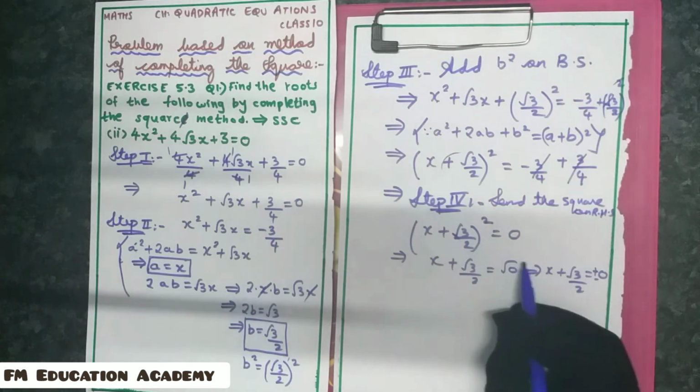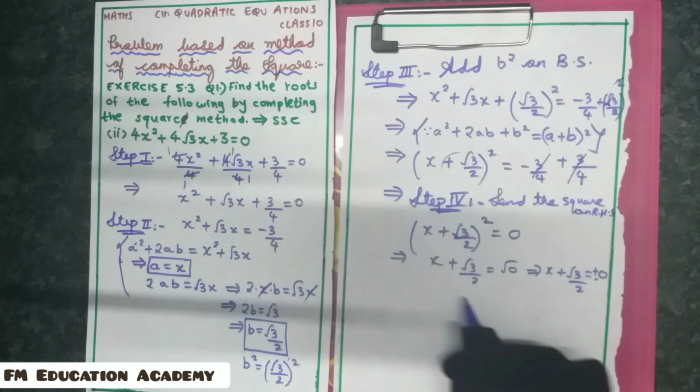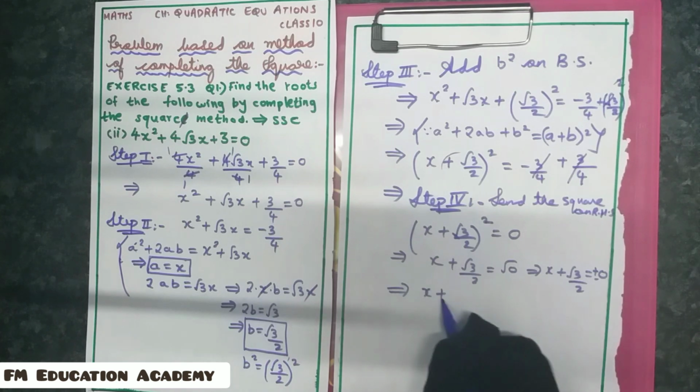Remember, whenever we open a root, we will get plus and minus, two signs. But here root 0 means we have plus 0 and minus 0, which mean the same thing. That is, the value is 0 whether we have plus 0 or minus 0. Okay, so we have x plus root 3 by 2 is equal to 0.